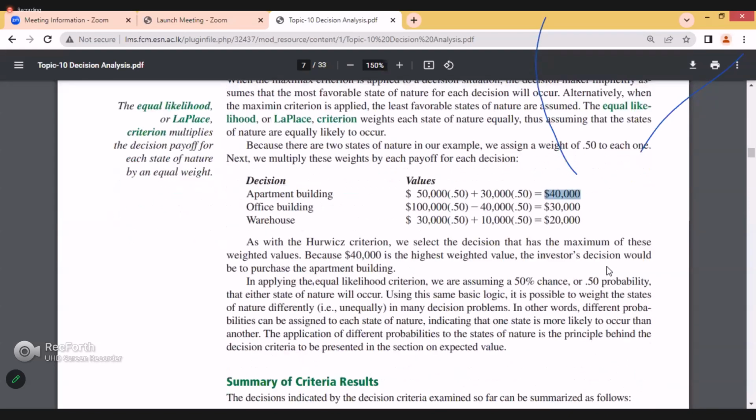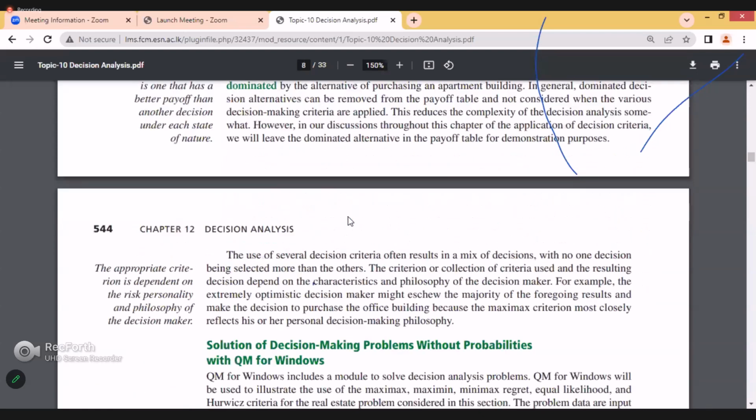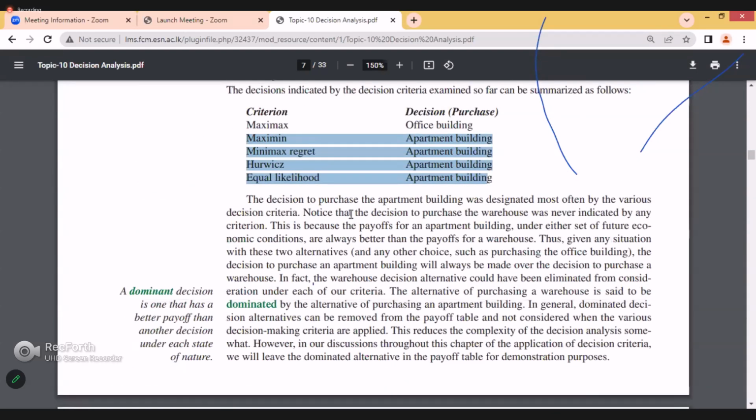Okay. So then the summary: maximax, minimax, minimax regret will give now, and equal likelihood. The final decision, except for the first one, is the apartment building. It's more profitable, more feasible. So that's the point.